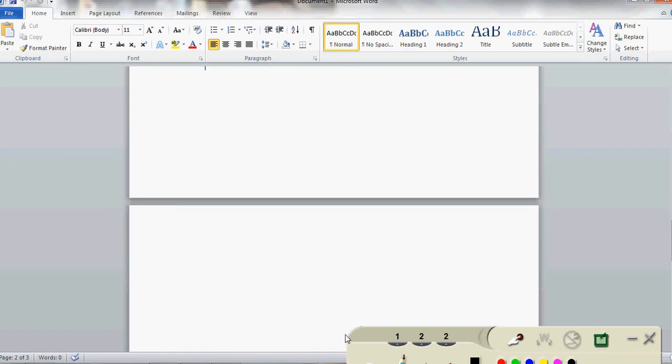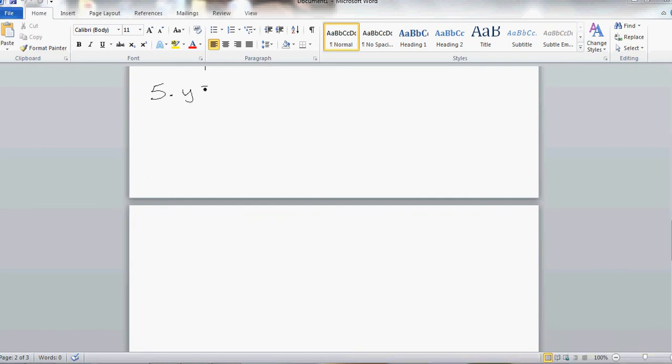Okay, the next group says, without graphing, determine amplitude or period as requested. So, number 5. Y equals -4 sine of x. And we are asked to find the amplitude. Well, the amplitude is simply the absolute value of this number right here, the number out front. So the absolute value of -4 is 4. The amplitude is 4.